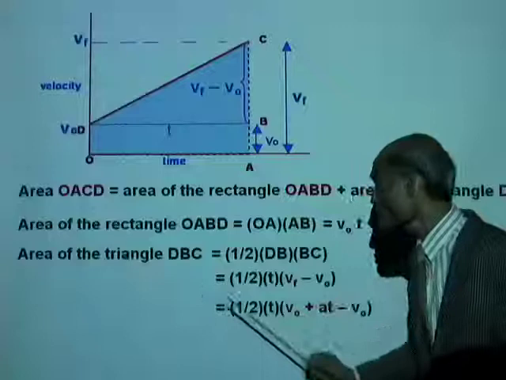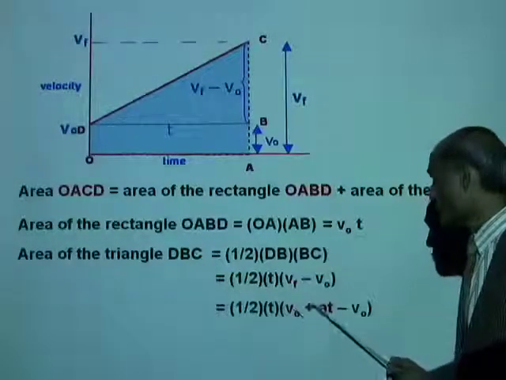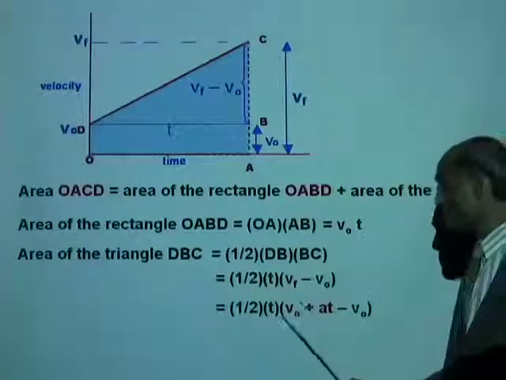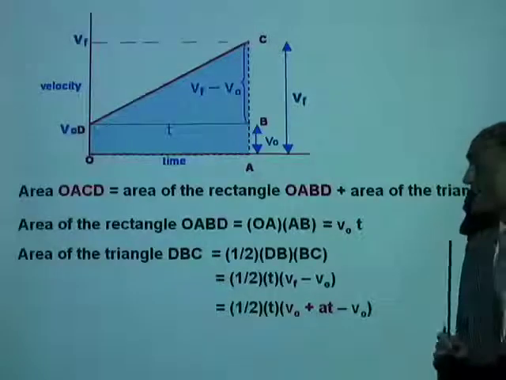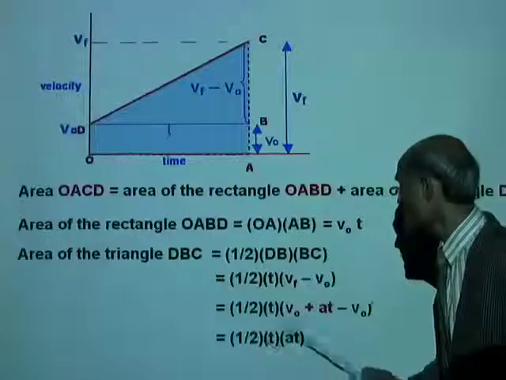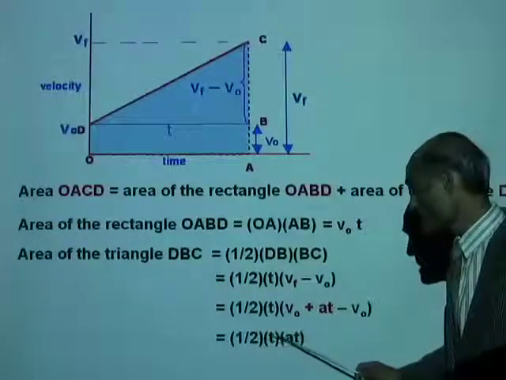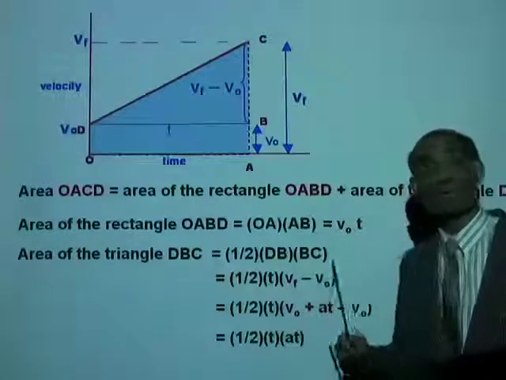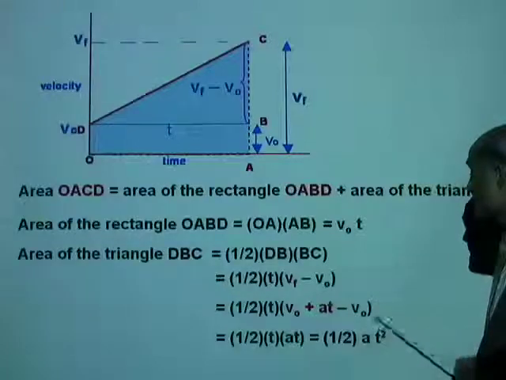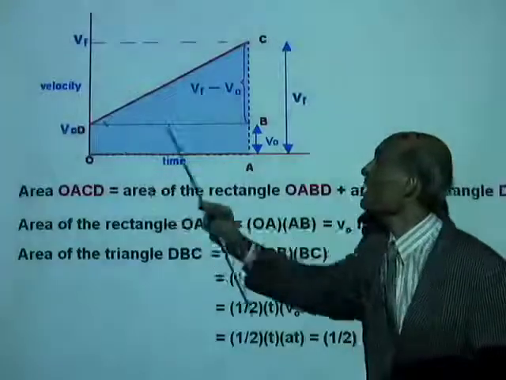So the area of the triangle now is 1/2 t times V0 plus AT minus V0. Look at this. V0 and V0 will cancel. And that gives us 1/2 t multiplied by AT. And t multiplied makes it t squared. So that will be 1/2 AT squared. This is the area of that triangle.